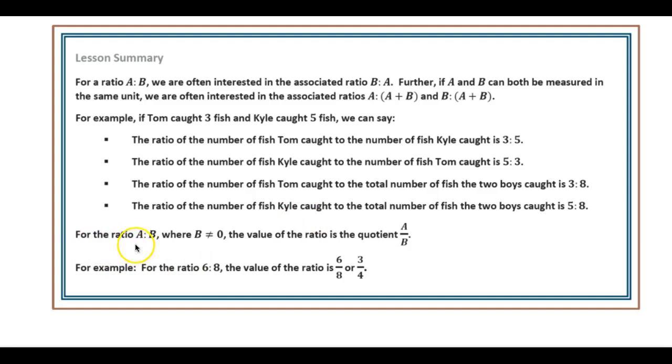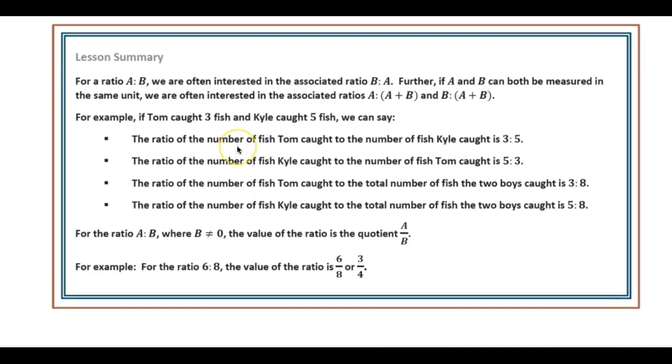Then we learned that for the ratio of A to B, where B doesn't equal 0, the value of the ratio is the quotient, also known as a fraction. And the reason why we can call it a quotient is because a fraction bar means division. So for example, for the ratio 6 to 8, the value of the ratio is 6/8. And then once it's a fraction, we can simplify it by dividing top and bottom, the numerator and denominator, by 2 and getting 3/4. That's where that came from. So that's what we've learned today.